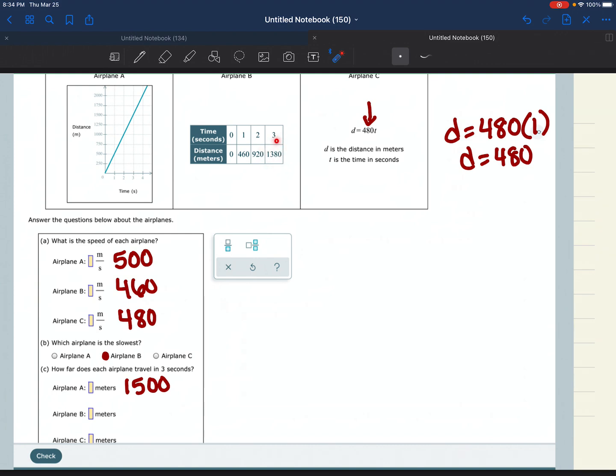Same thing for B. At 3 seconds, it goes 1,380 meters. And then on the last one, we're going to have to plug that in. 480 times 3 seconds. You can type that in your calculator, and you get 1,440.